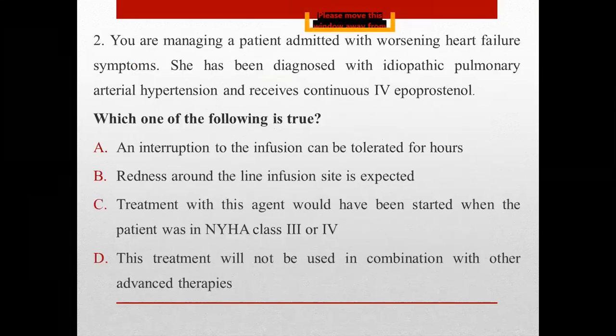So you are managing a patient admitted with worsening heart failure symptoms. She has been diagnosed with idiopathic pulmonary arterial hypertension and receives continuous intravenous epoprostenol infusion. Which of the following is true? Interruption to the infusion can be tolerated for hours. Redness around the line of infusion site is expected. Treatment with this agent would have been started when the patient was in NYHA class 3 or 4. This treatment will not be used in combination with other advanced therapies. So I am waiting for your answers.